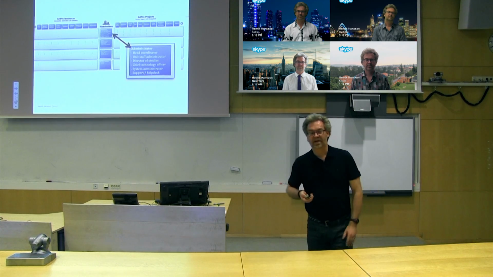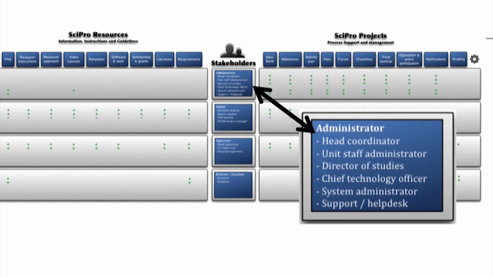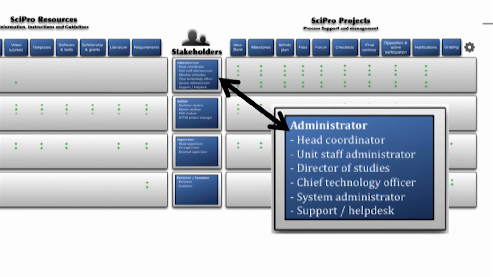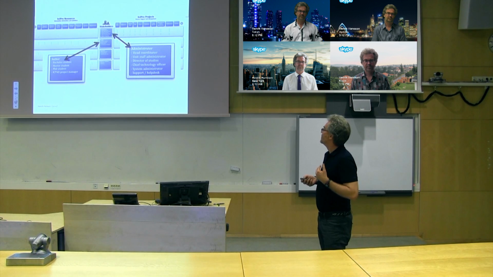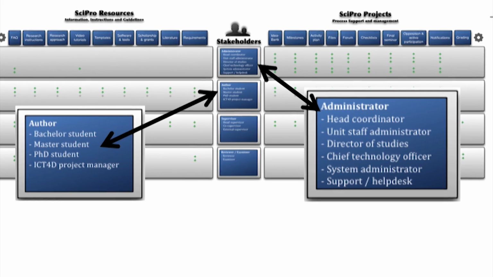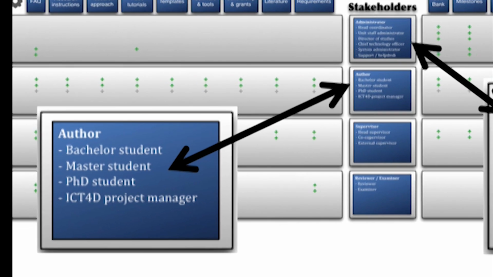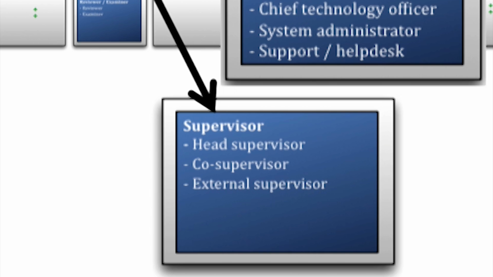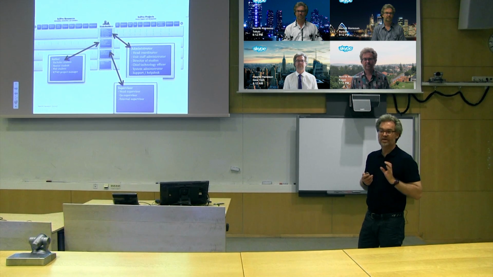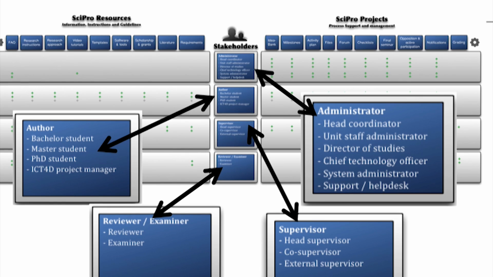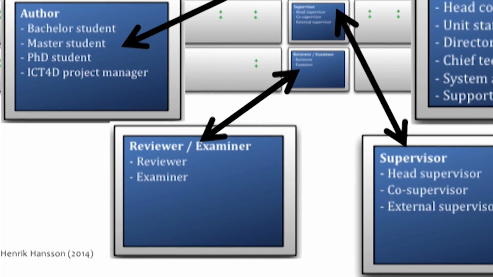We have a number of different administrators, a head coordinator, a coordinator of the staff time, a director of studies, assistant administrator and a help desk. We also of course have the students, or we call them authors. We have bachelor, master, PhD, and we also have projects in developing countries. And of course it supports the supervisor's interests too. And we have head supervisors, co-supervisors and external supervisors. So we very much want to encourage team supervision, like a research group. And we have the control function as well, with reviewers and examiners.